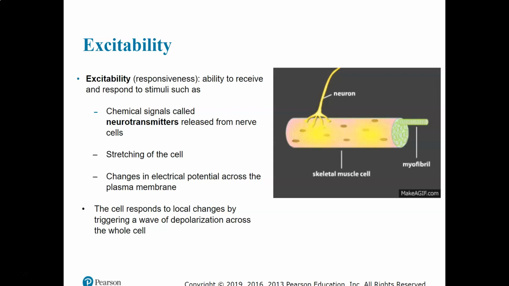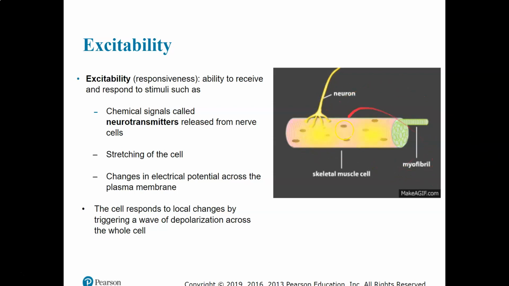What happens when the cell gets stimulated like this is we get this wave of depolarization that spreads across the whole cell, what's called an action potential. And it's called that because it's a potential. It's a change in the electrical potential across the plasma membrane that's going to move, and it's going to trigger the cell to respond.